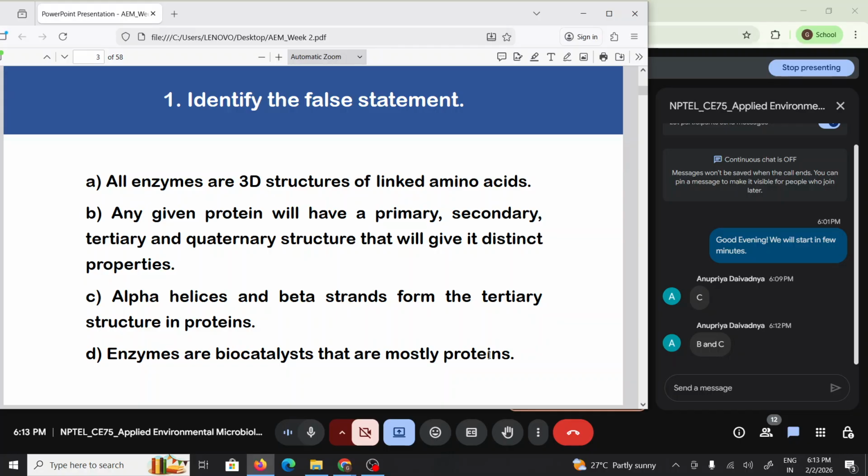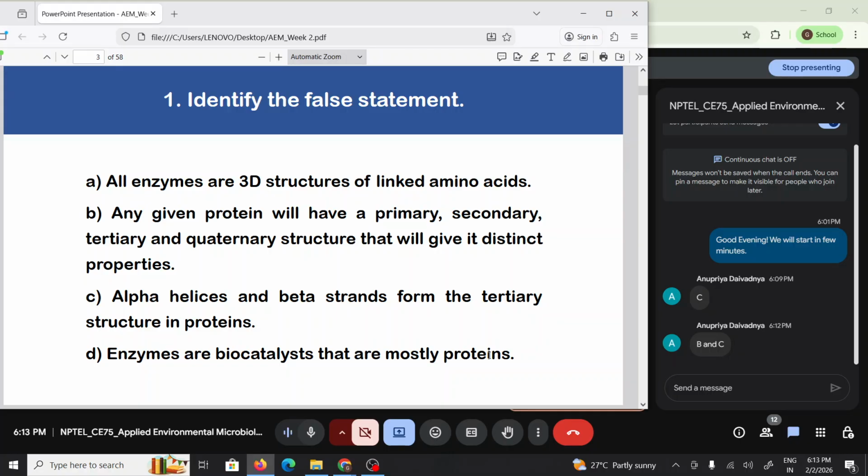Okay, so we'll just see the answer for this question. As mentioned, it's both B and C. So, all enzymes are 3D structures of linked amino acids. Yes, mostly enzymes are proteins, so they are 3D structures of linked amino acids.